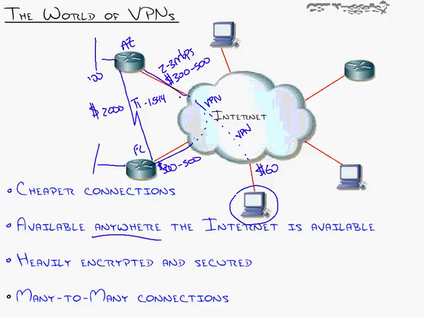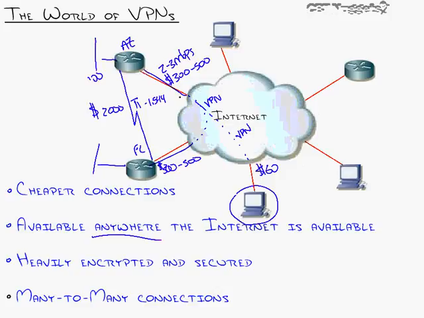Heavily encrypted and secured is the next thing. VPNs, the reason it's called virtual private network is because it's private, and that privacy comes from the massive amount of encryption and security that's thrown on there. Therein is the benefit of VPN: it's very, very difficult to break into that. I won't say anything's impossible, but it is virtually impossible to break into a VPN connection from the internet.